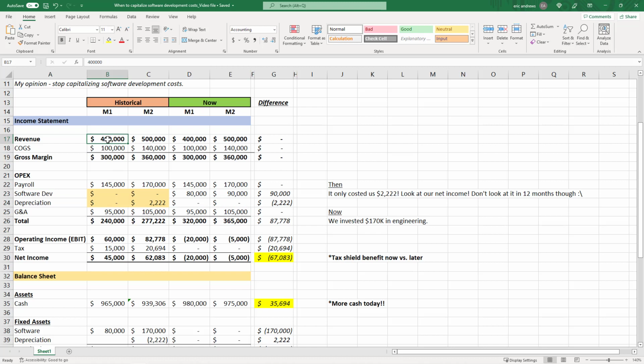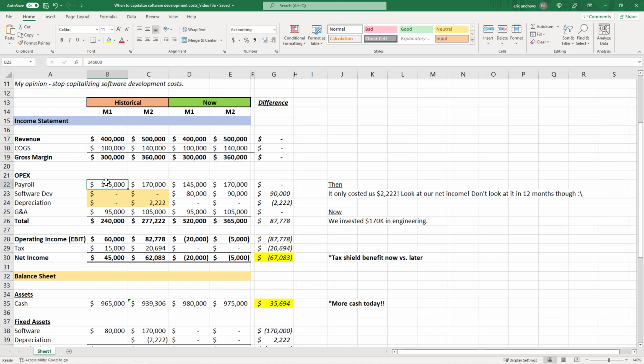thing. So this is a fake P&L. I just made it up. And so this business, say, did 400,000 in revenue in month 1, 500,000 in month 2. You have your COGS, and then you have your gross margin going from 300 to 360,000. So here in the now columns, I have the same business doing the same everything, same software development, but in the historical situation, we're capitalizing it all, and in the now situation, we're expensing it. But it's the same numbers across the board.